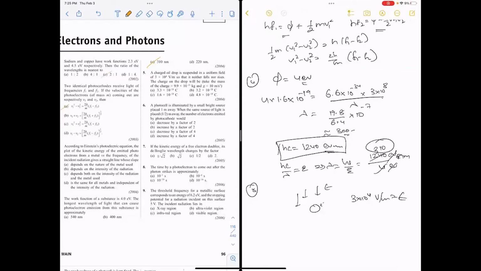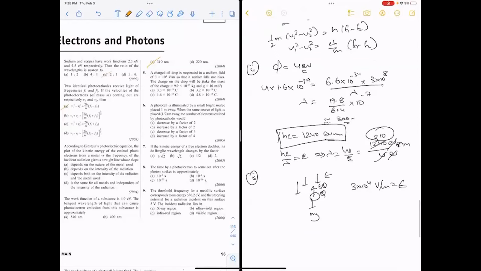So mg weight is there and the charge, if the charge is q, then eq is the force. He's asking the charge. So the force eq is equal to mg. q is equal to mg by E. Mass is how much? 9.9 into 10 power minus 15. This 10 by E is 3 into 10 power 4. 3.3 times, and this is going 10 power minus 14 and 4, 10 power minus 18.